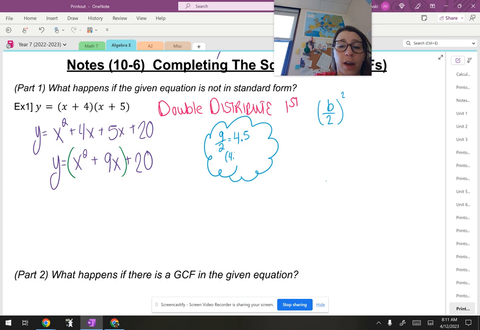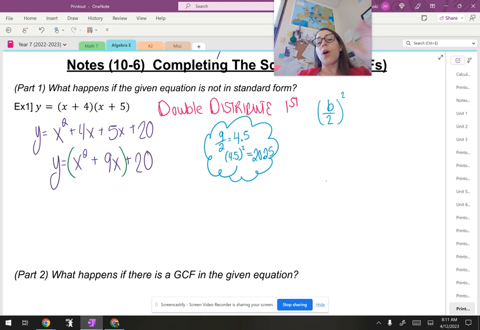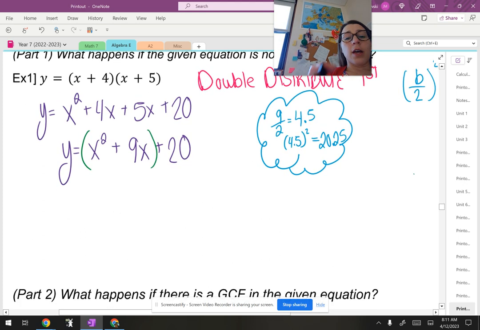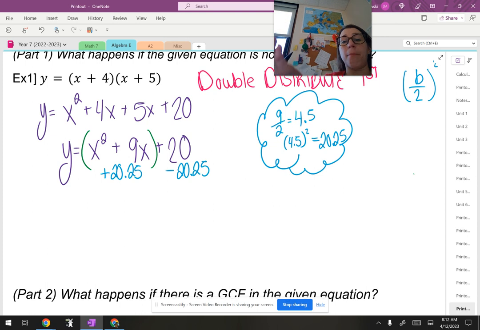And then 4.5, it's important that you're doing the quantity, those parentheses. Because again, if you type -3 squared into your calculator, it's going to come back as a -9, when in fact you know it should be positive. 4.5 squared turns into 20.25. Once you have that magic number, you add that to the inside of your parentheses, and then subtract it from the outside of your parentheses in order to keep that balance.